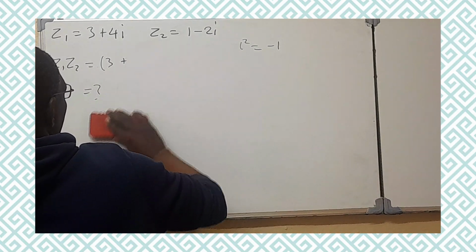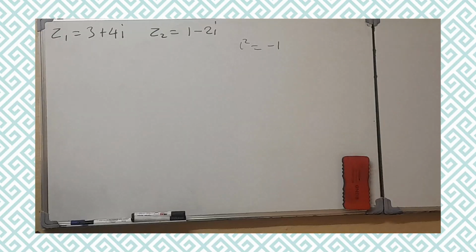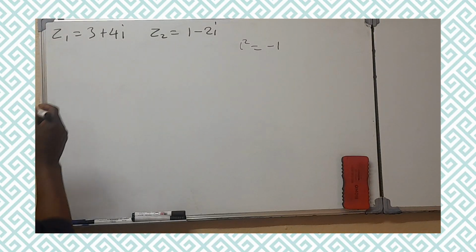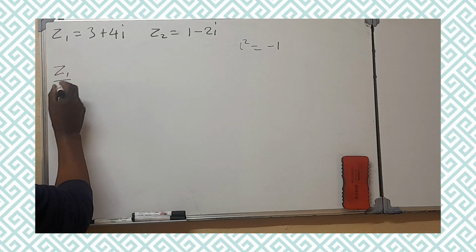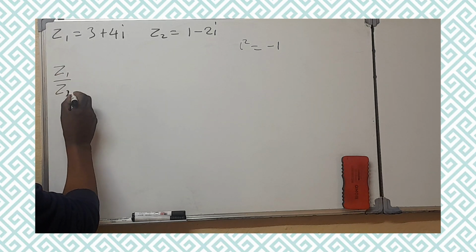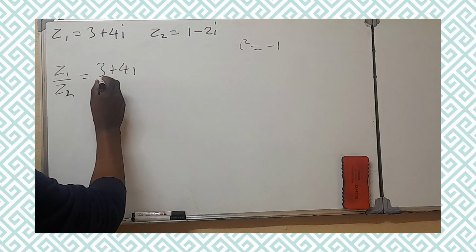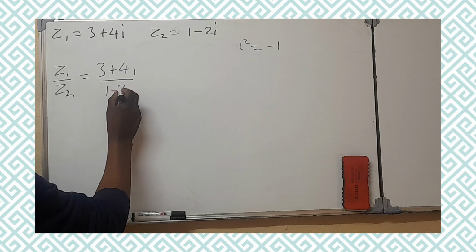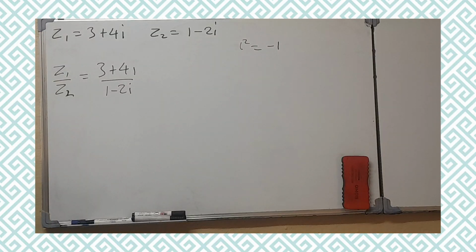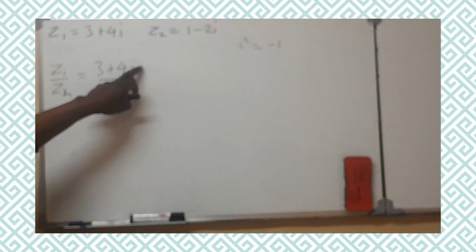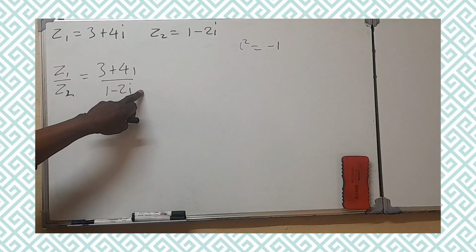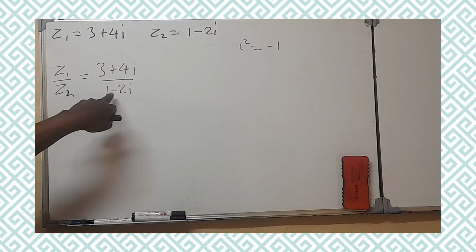Okay? Let's go on to division. Division of two complex numbers. It's a little bit different from all the other operations we've done so far. So supposing we want our Z1 divided by Z2. So we have 3 plus 4i divided by 1 minus 2i. What we do with division is that we multiply the numerator and the denominator, the whole complex number, by the complex conjugate of the denominator.